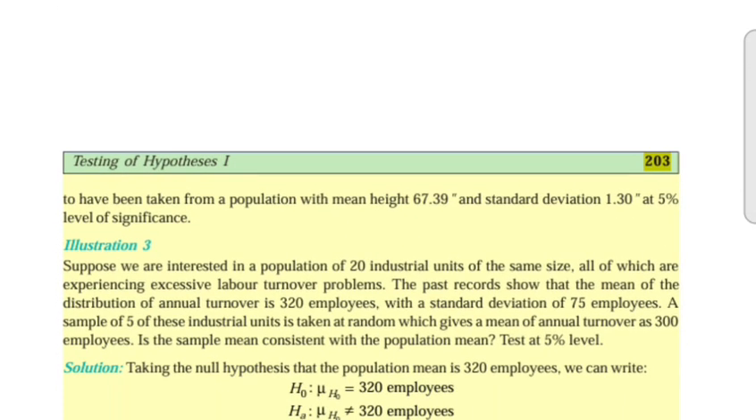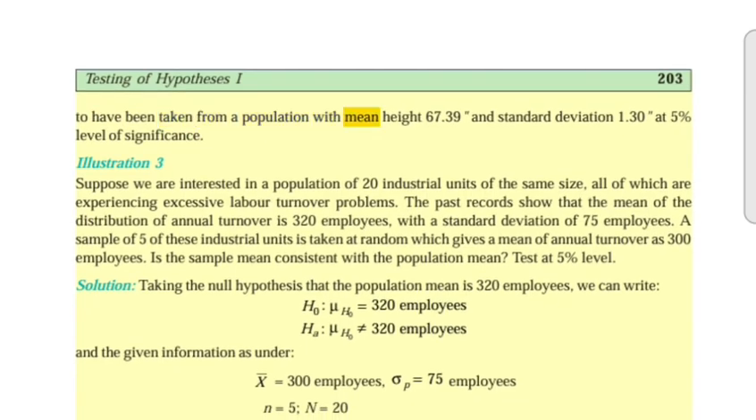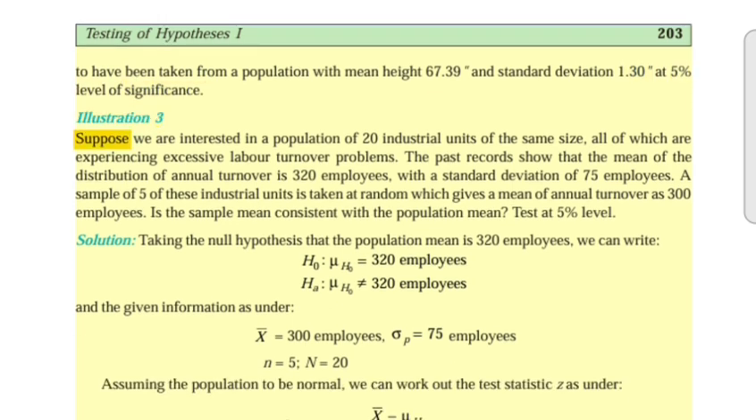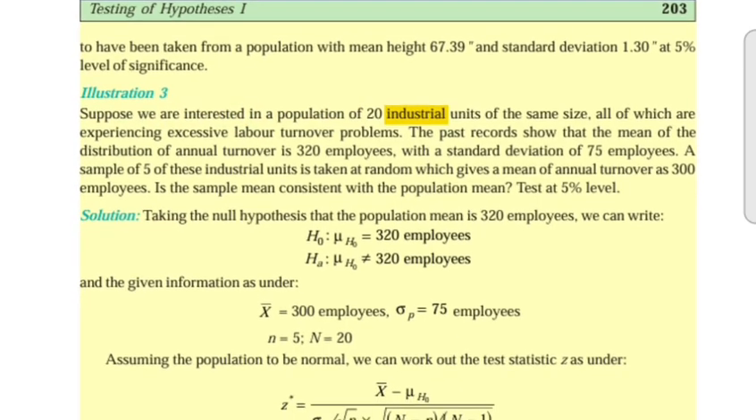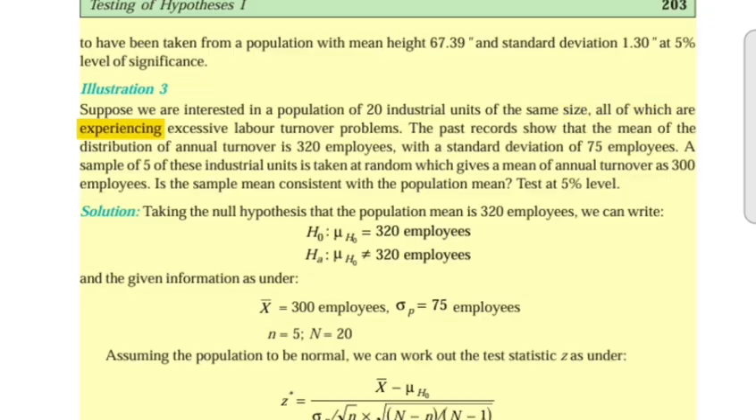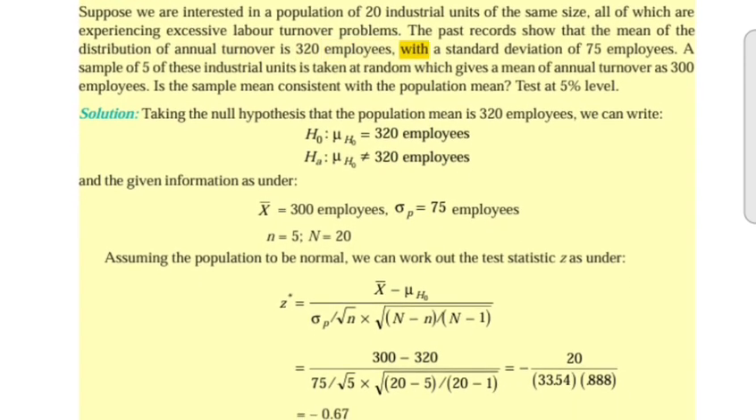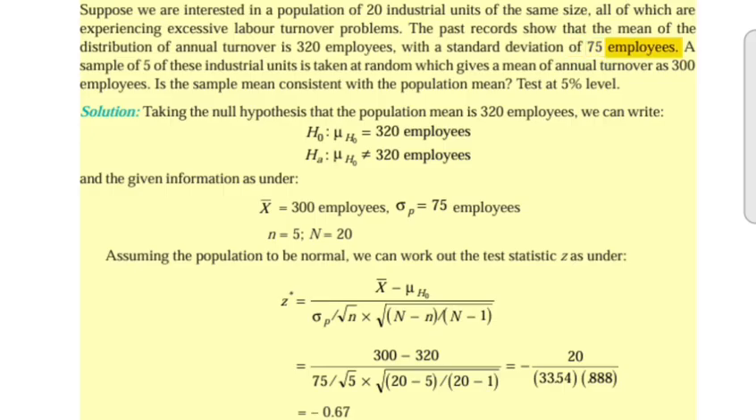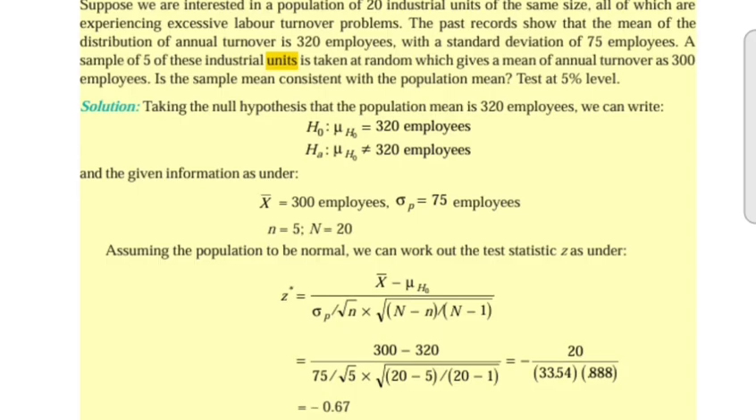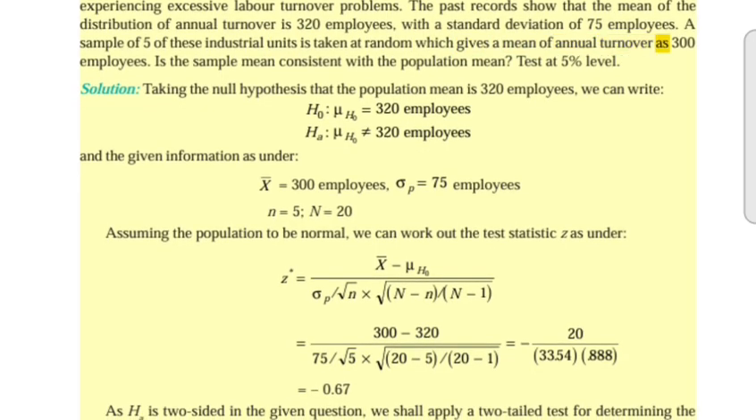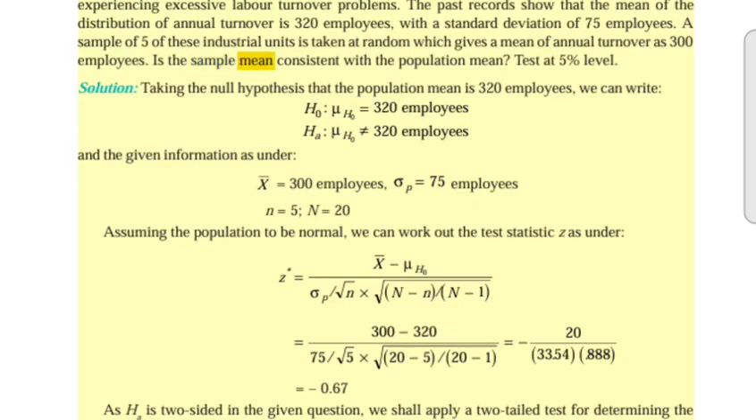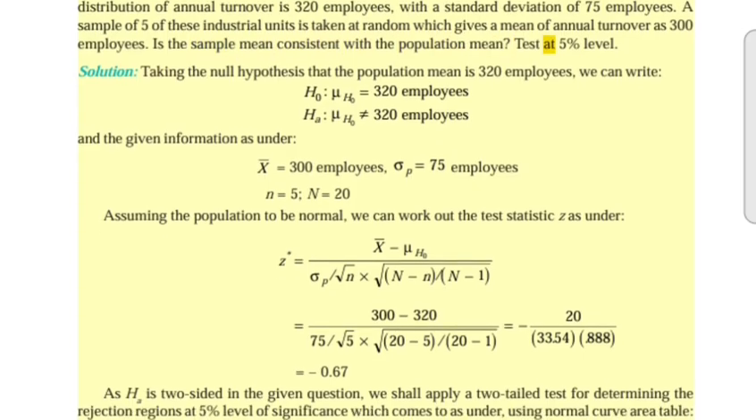to have been taken from a population with mean height 67.39 and standard deviation 1.30 at 5% level of significance. Illustration 3. Suppose we are interested in a population of 20 industrial units of the same size, all of which are experiencing excessive labor turnover problems. The past records show that the mean of the distribution of annual turnover is 320 employees, with a standard deviation of 75 employees. A sample of 5 of these industrial units is taken at random, which gives a mean annual turnover of 300 employees. Is the sample mean consistent with the population mean? Test at 5% level.